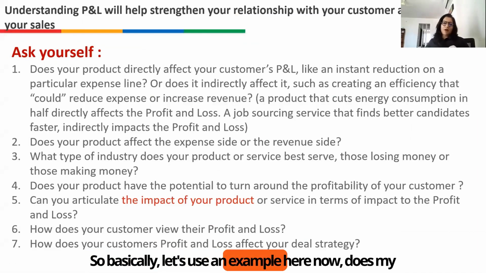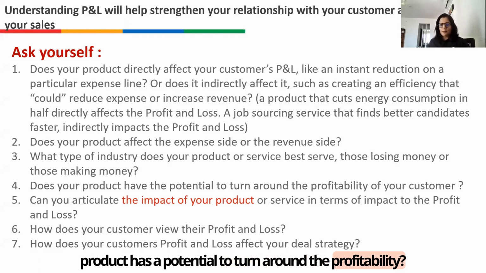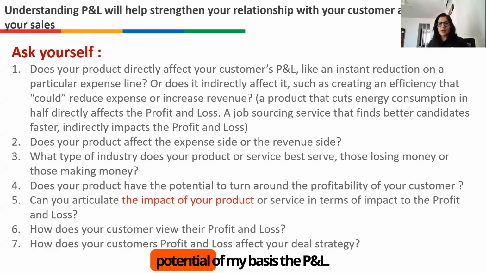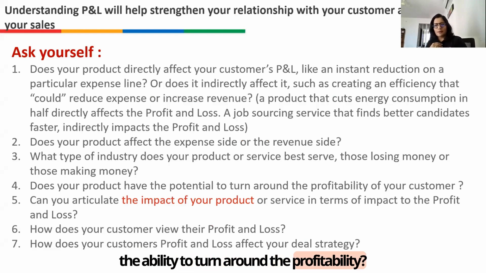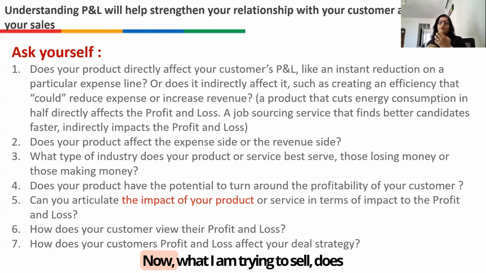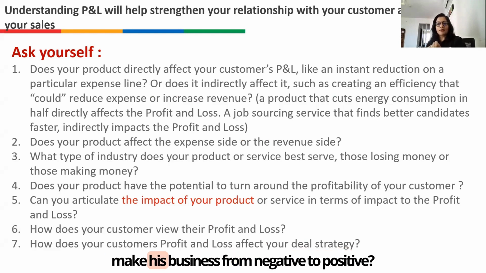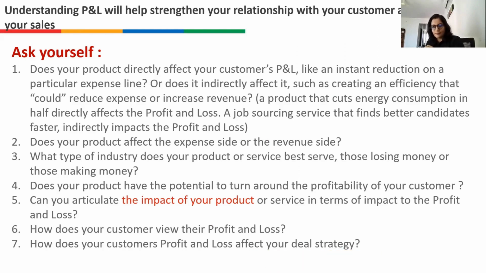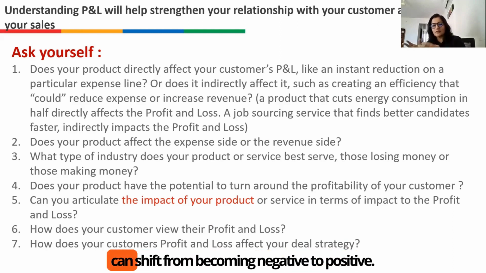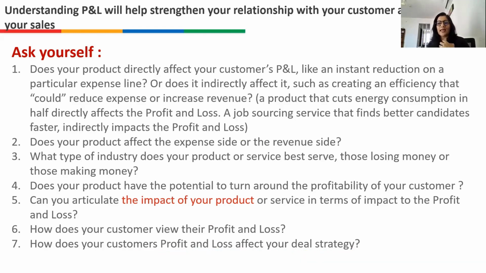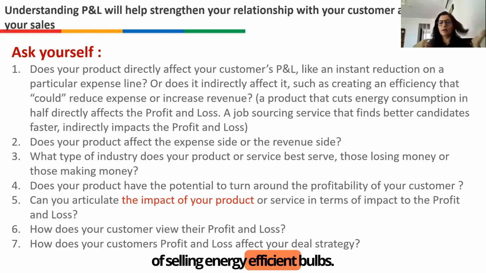So basically, let's use an example here. Does my product have the potential to turn around the profitability? I'm not saying whether my product has potential or not. It's whether my product has the ability to turn around the profitability. Again, I'm going to go back to my example of cinema. What I am trying to sell, does it have the ability to help my customer take his business from negative to positive? Does my product have that value that I can add to my customer's P&L so that he can shift from negative to positive? So let's say I'm in the business of selling energy efficient bulbs.